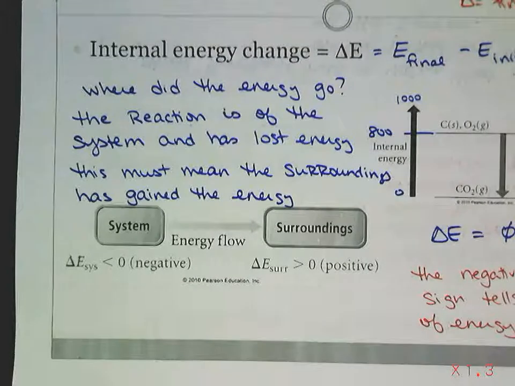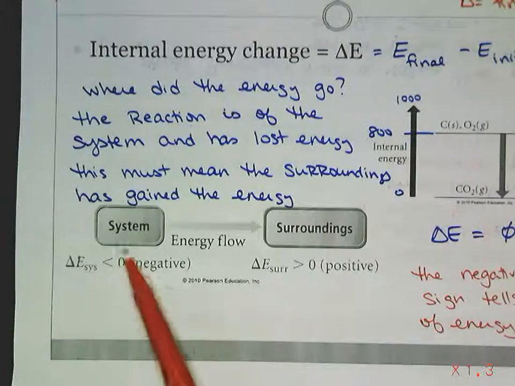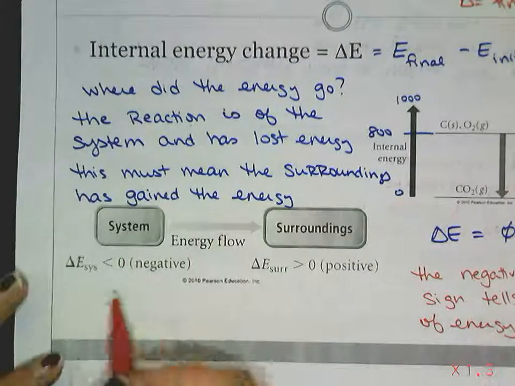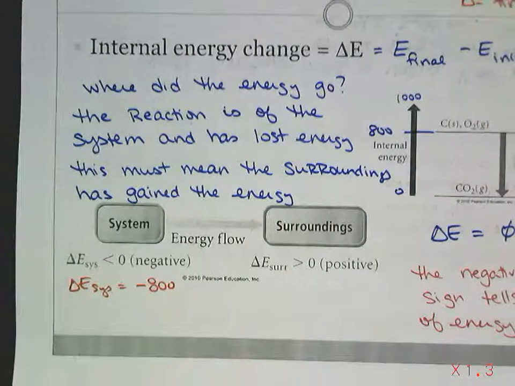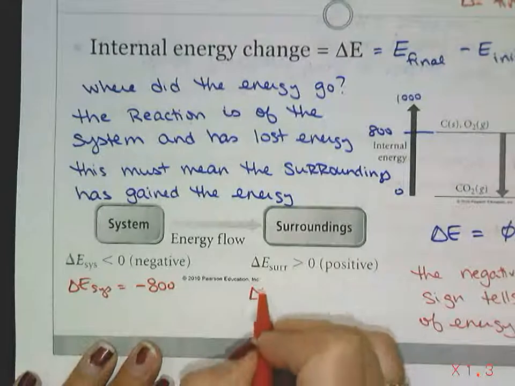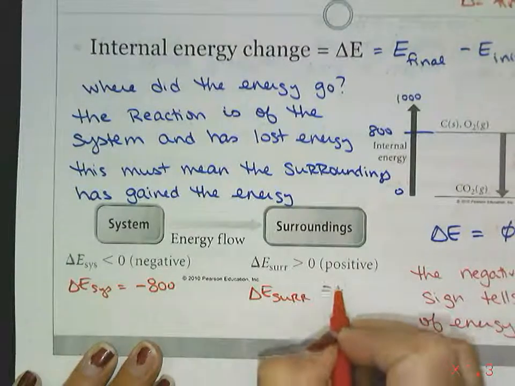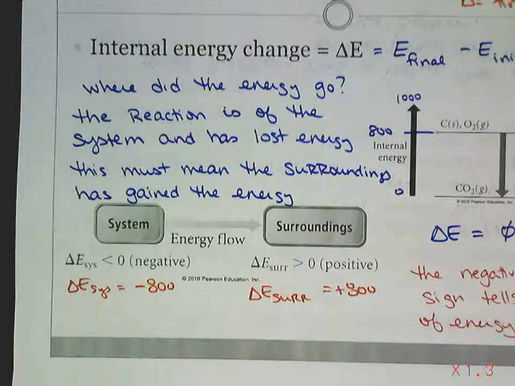Which is why I'm showing my snazzy picture here, right? This is my system. I just calculated that the delta E, in this case, the system lost 800. But that must mean the surroundings has gained that, the same amount. So it depends on who I'm looking at. If I'm looking at the system, it's a loss of energy. But if I'm looking at the surroundings, it's a gain of energy. Right? It hasn't gone missing. It just transferred from one spot to the other.